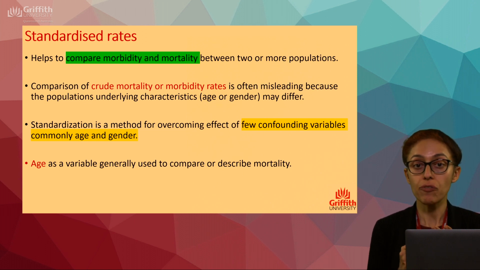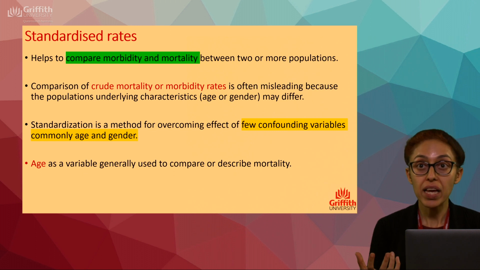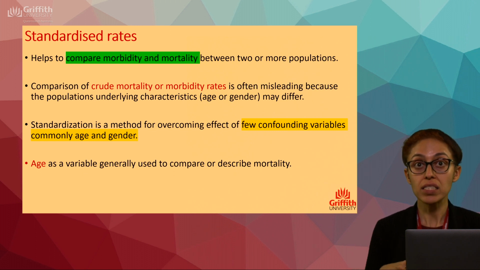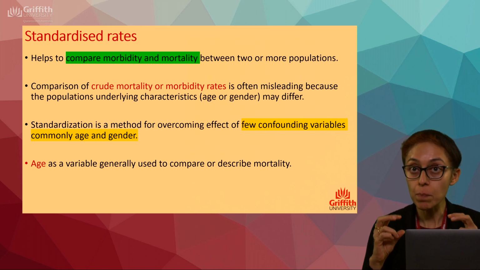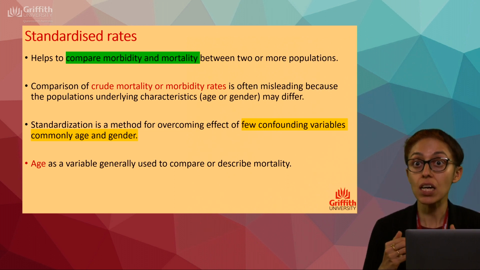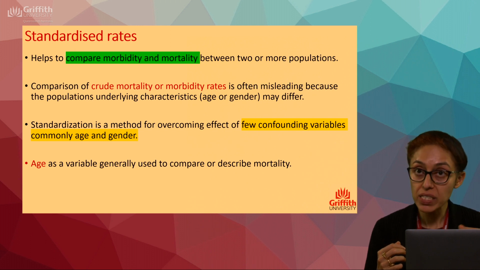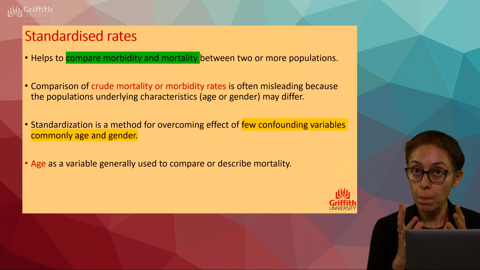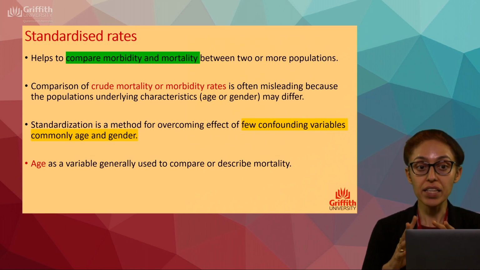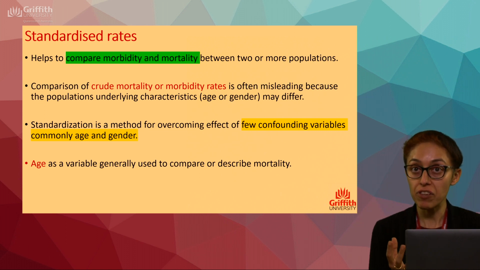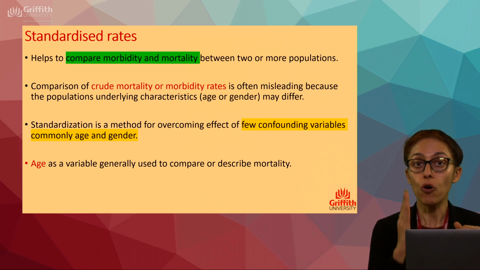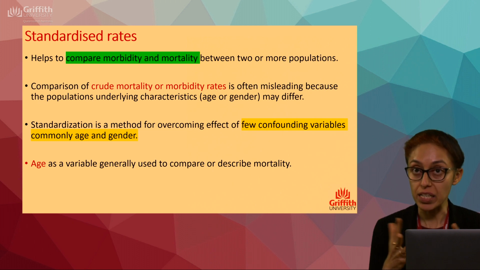For instance, if you are comparing the prevalence of obesity between males and females in Australia, that is comparing a measure of morbidity. Why morbidity? Because obesity is a chronic condition. You are examining the prevalence of obesity in the Australian setup between males and females. So you're comparing two different populations, males and females, for a measure of morbidity, which is obesity.